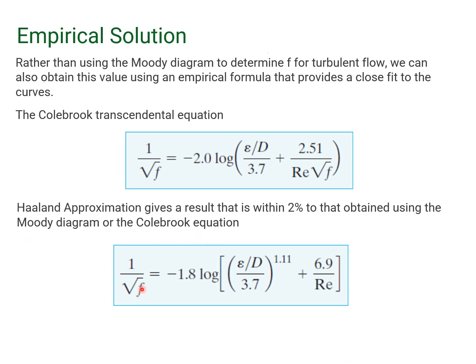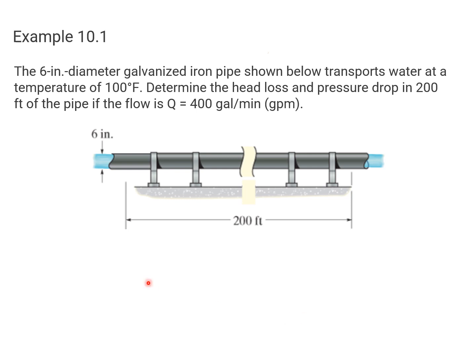So again, this f is the friction factor. Little epsilon over D here is the relative roughness, D is the pipe diameter, and you have the Reynolds number. So let's take a look at example 10.1 on how to apply this. We have a 6-inch diameter galvanized iron pipe shown below, which transports water at a temperature of 100 degrees Fahrenheit. Determine the head loss and pressure drop in 200 feet of the pipe if the flow is given by Q equals 400 gallons per minute.